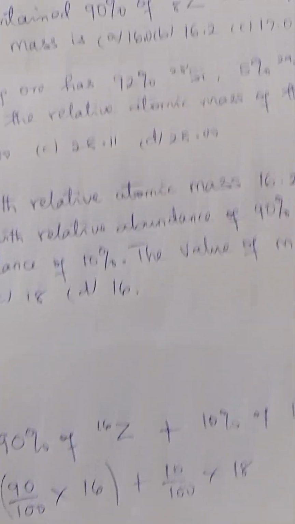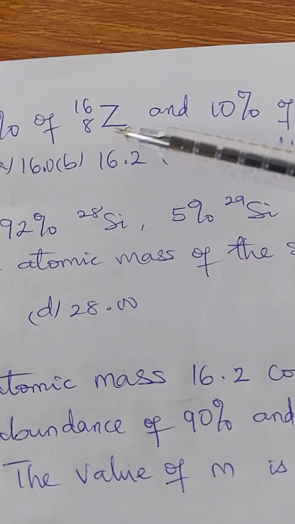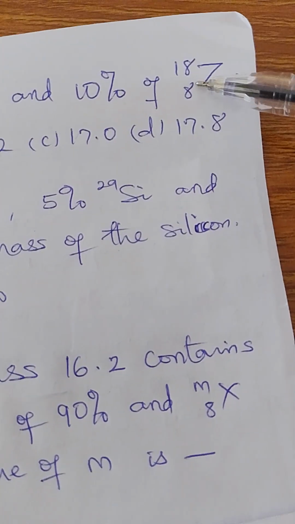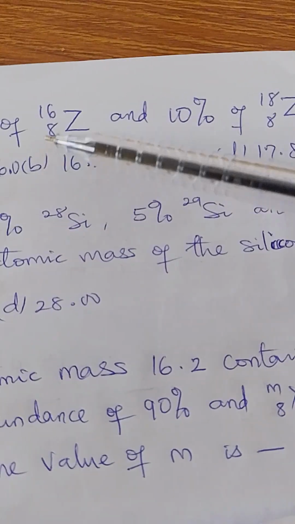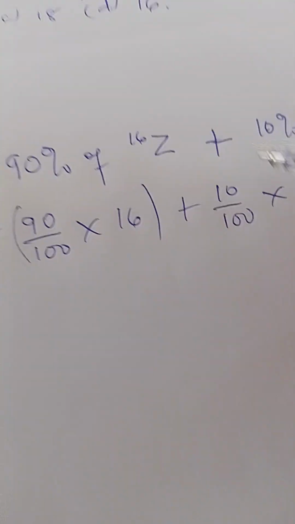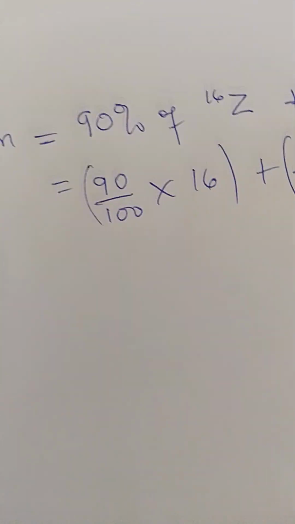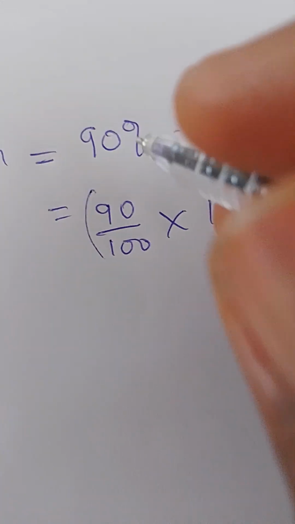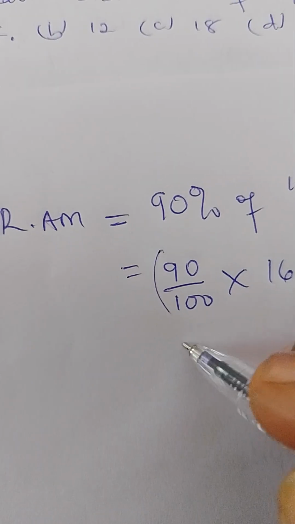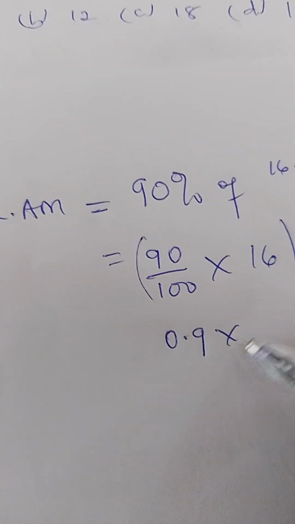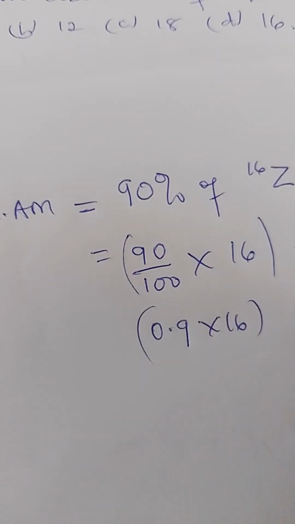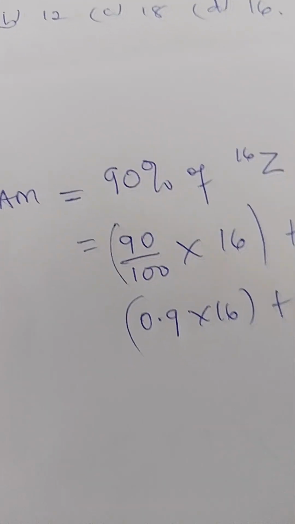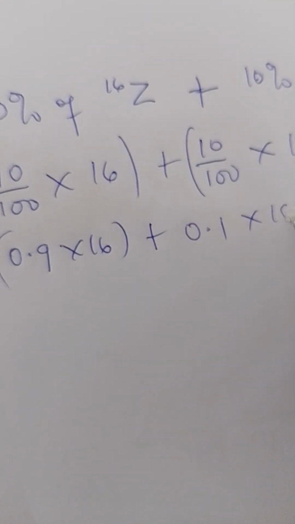All right, remember the question. This is the question we are solving. This is for the 16 and this is for the 18. This number here is the atomic number. What we need is the atomic mass, the ones up. So now we have this. You get your calculator. Of course you need to punch this. 90 over 100, mathematically, that's 0.9, times 16, plus 10 over 100, that's 0.1 times 18.